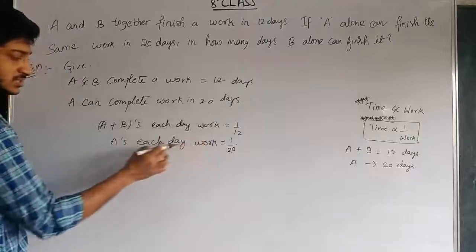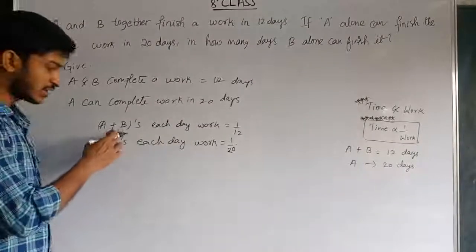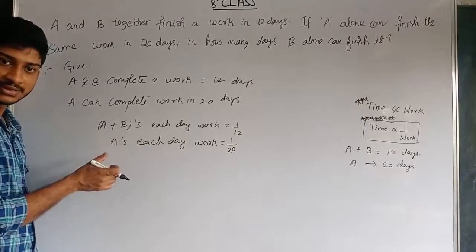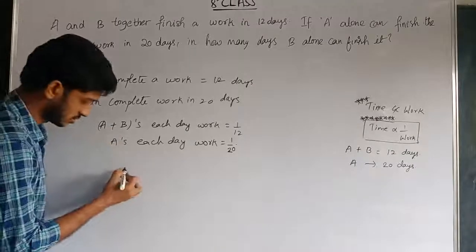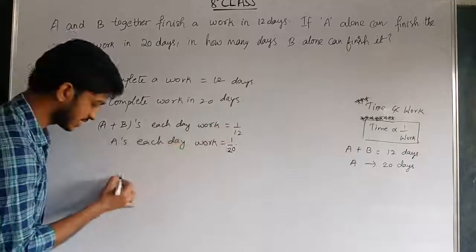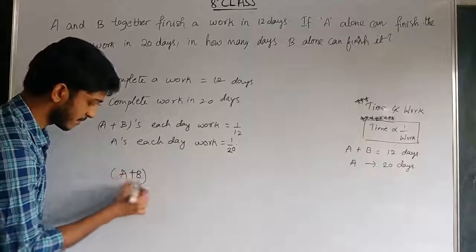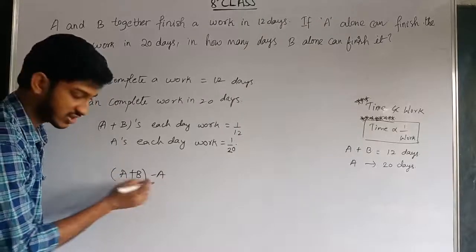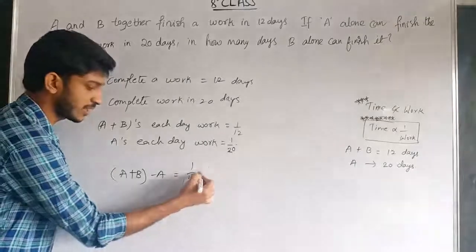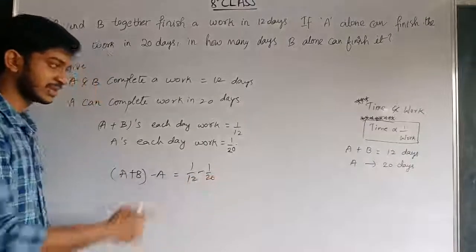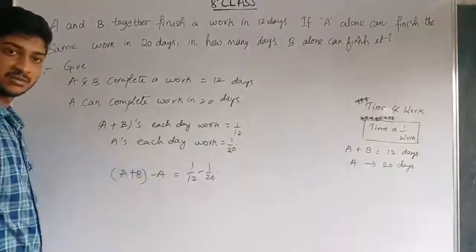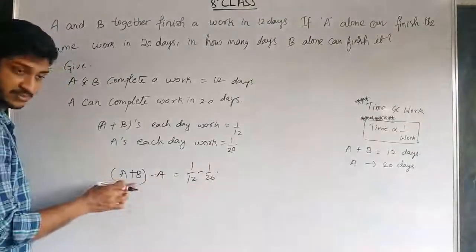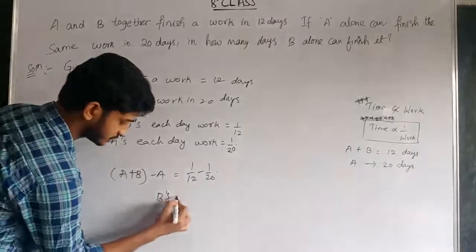Okay, now see here. I want B's work, so I can subtract A plus B minus A. Then plus A minus A cancels, and I get B's work. A plus B's work is 1/12, A's work is 1/20. So 1/12 minus 1/20 becomes B's work.